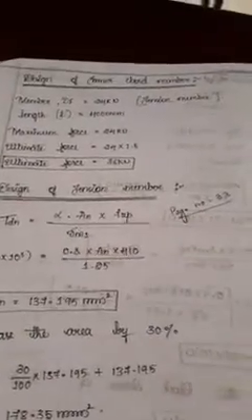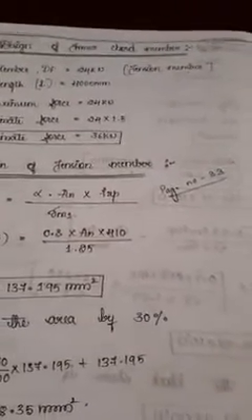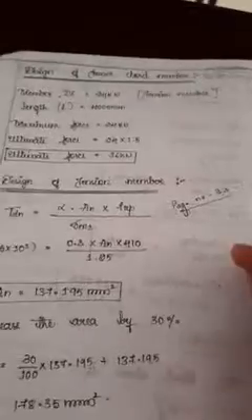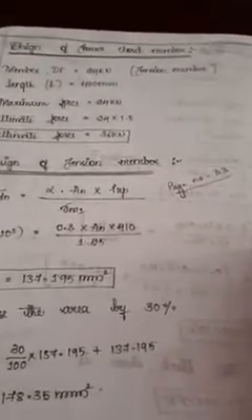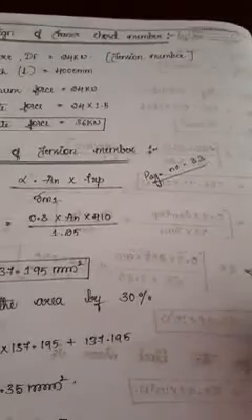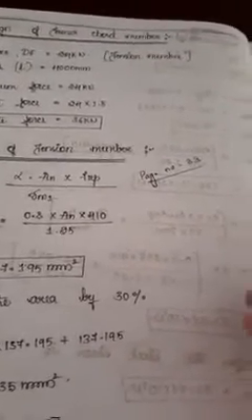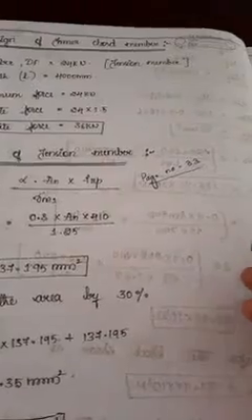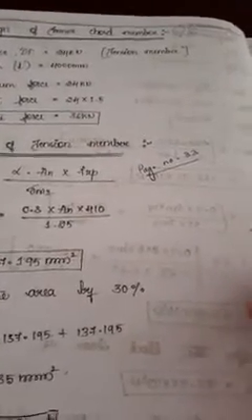Okay, in the previous class we studied the bottom chord member and top chord member. So now let us learn how to design the inner chord member. As I've already told, for the bottom chord member and the top chord member we use a double angle section, whereas for the inner chord member we use a single angle section.